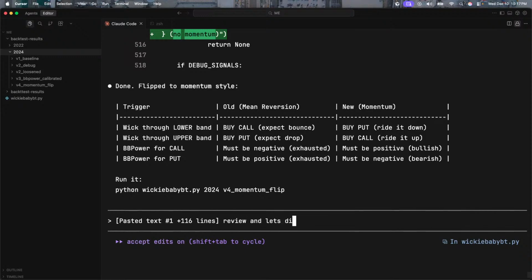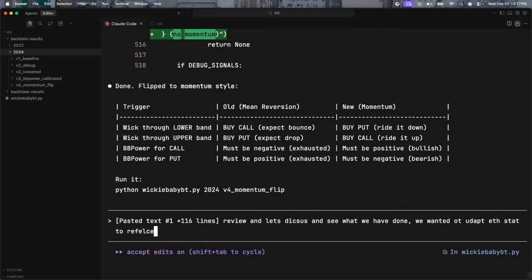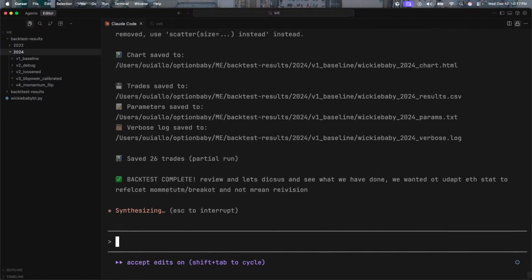Review and let's discuss and see what we have done. We want to update the strat to reflect momentum / breakout and not mean reversion. Bro, I'm going to catch this mean reversion. It's just a little bit too slick right now. And I'm going to give y'all a strategy, right? We just started.